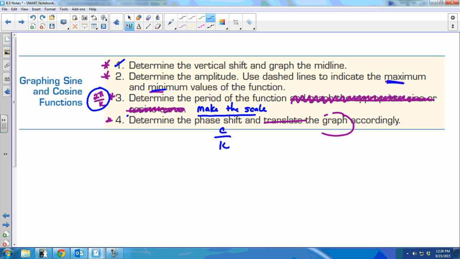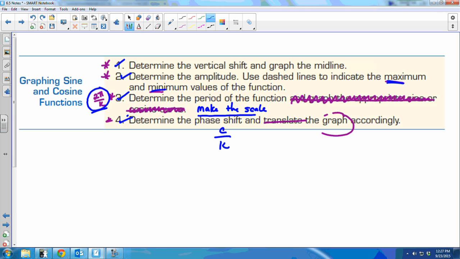After you've done that, you're going to figure out the amplitude and figure out the maximum and the minimum. Then you're going to figure out the period, and you're going to make the scale for your graph. Remember, period's 2 pi over k. That hasn't changed. Then the last thing you're going to do is figure out the phase shift, and then you can make the graph after you've done that. You need to do them in that order so you don't get yourself confused.